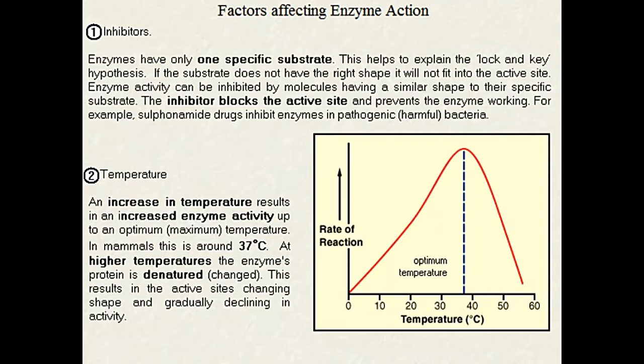2. Temperature. An increase in temperature results in an increased enzyme activity, up to an optimum or maximum temperature. In mammals, this is around 37 degrees centigrade. At higher temperatures, the enzyme's protein is denatured. This results in the active sites changing shape and gradually declining in activity.